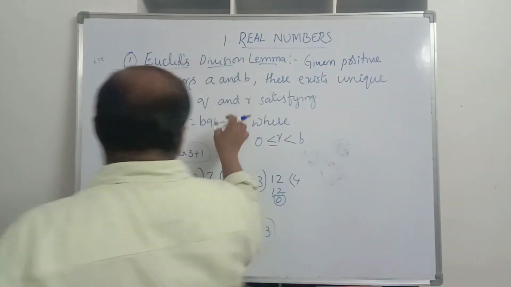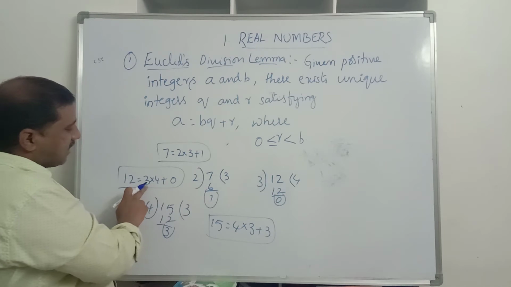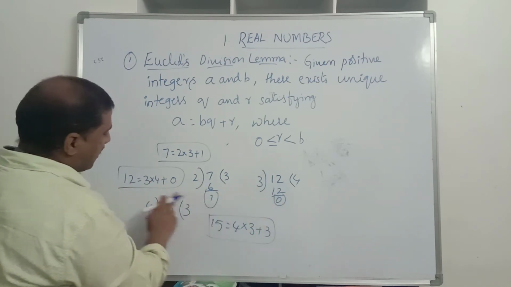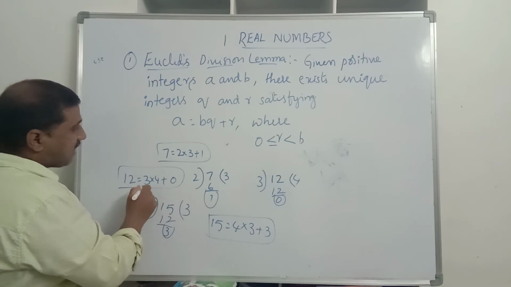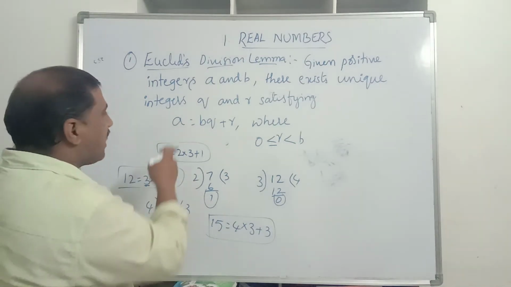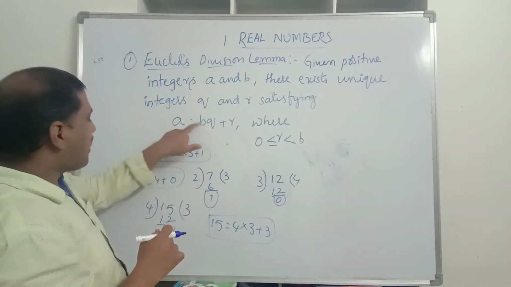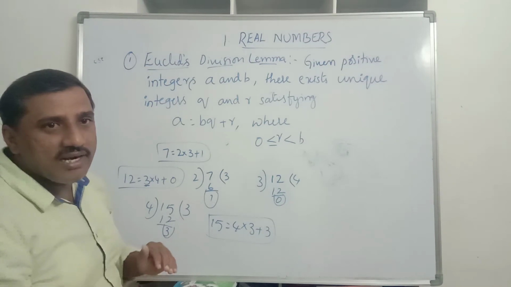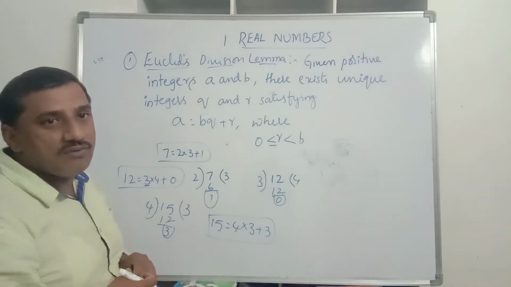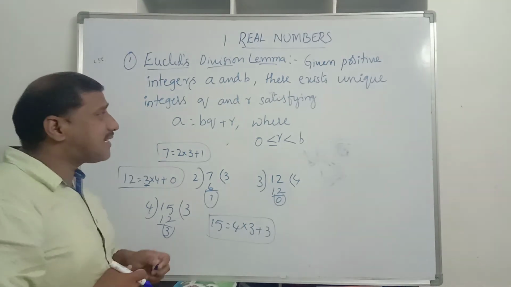So if you get remainder 0, for example, if you take 12 and divide it by 3, we get remainder 0. Then the divisor 3, that is the value of b, is a factor of the number a. b is a factor of the number a, where b is nothing but the divisor. So we use this concept to find the HCF of two numbers. We will discuss it in detail.